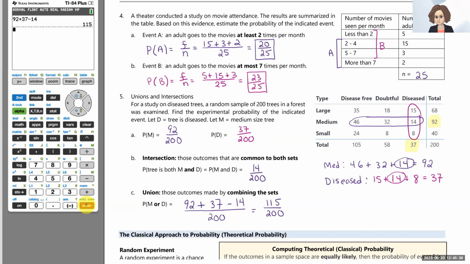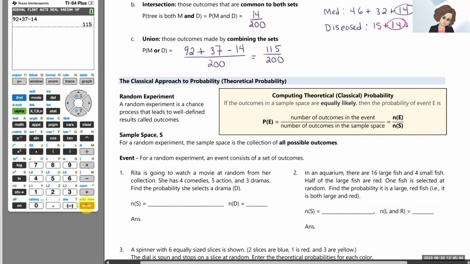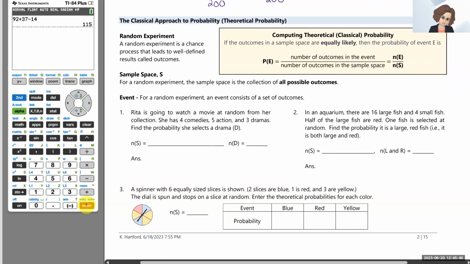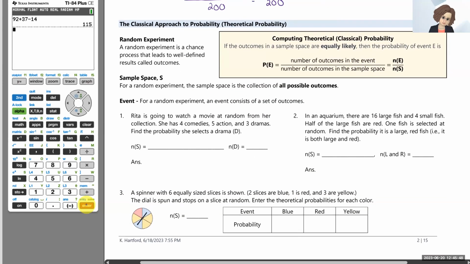So rather than experimental, where we collected data, we're going to move on to classical. So the classical approach, it's also called theoretical probability. We don't actually have to collect data. We're going to be able to find probabilities based on what is known as the sample space.